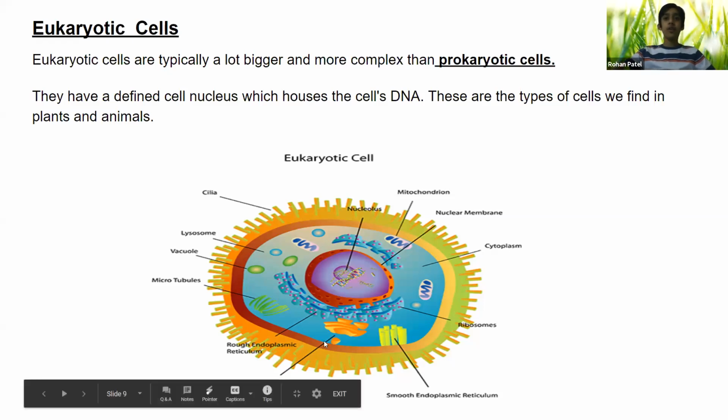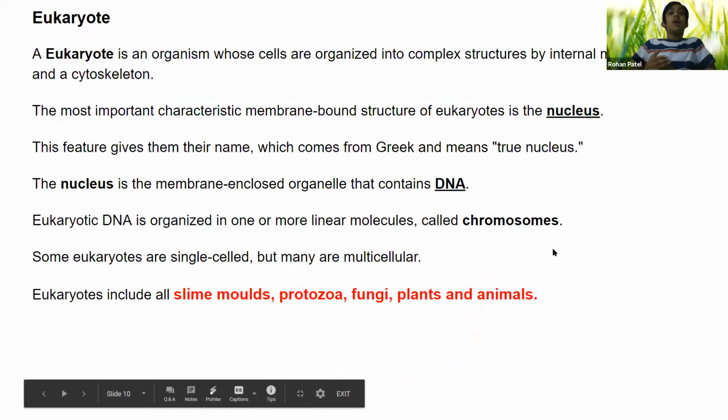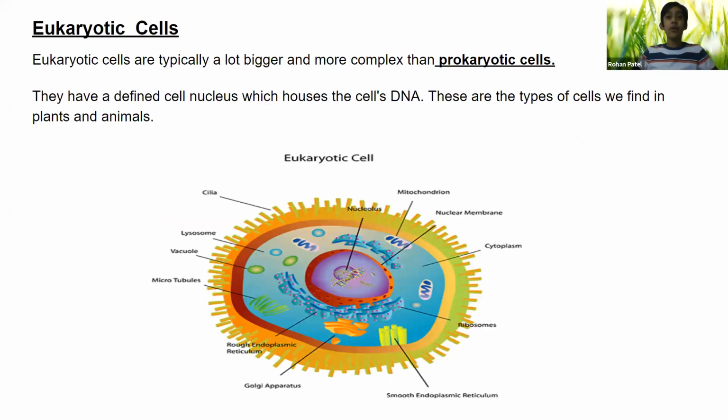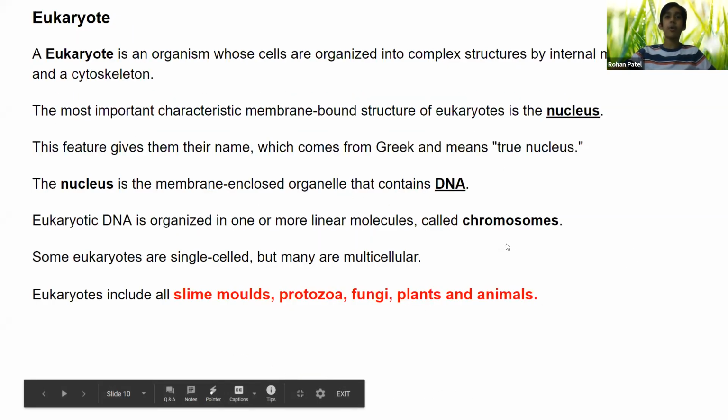Okay, so I'll talk about all of these parts, most of them at least. A eukaryote is an organism whose cell is organized into complex structures by internal membranes and a cytoskeleton. The most important characteristic membrane-bound structure is the nucleus. That's the most important organelle. That's what we call these. So, for example, other organelles may include, like in this picture, our vacuole, our mitochondria, and of course, our Golgi apparatus. We'll talk more about those, of course.